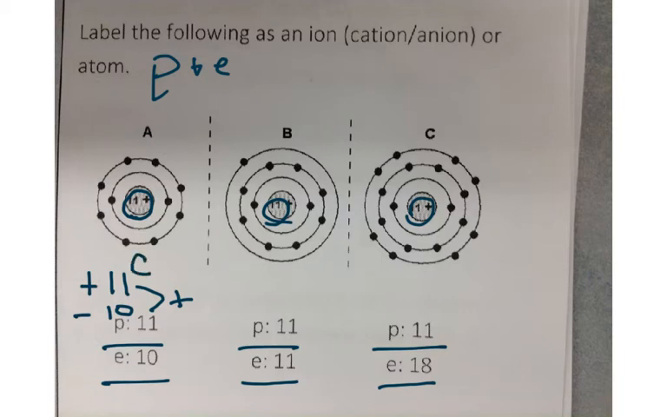For the next picture in B, I have 11 protons, which means I would have a positive 11 contributed by the protons. I have a negative 11 because of the electrons. So overall, that equals 0. So they cancel out. That means that this would be an atom. And when we look at this next one, I have a positive 11 from the protons, and I have a negative 18 from the electrons. So overall, that equals a negative 7. A negative ion would be an anion.